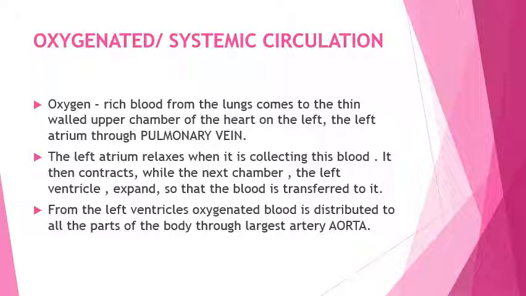So you have to learn separately what is deoxygenated, what is oxygenated, and name the blood vessels which help in carrying the deoxygenated blood to the heart, from the heart to the lungs, and similarly the blood vessels which are carrying the oxygenated blood to the heart and then carrying the oxygenated blood away from the heart. So that is a very important question of 5 marks.